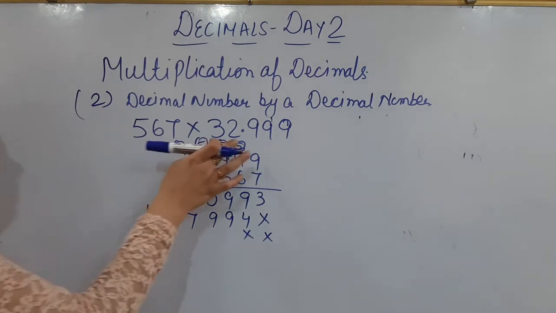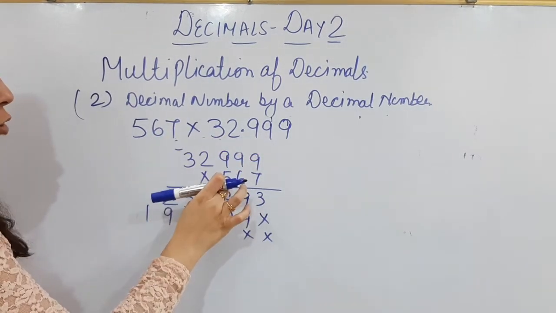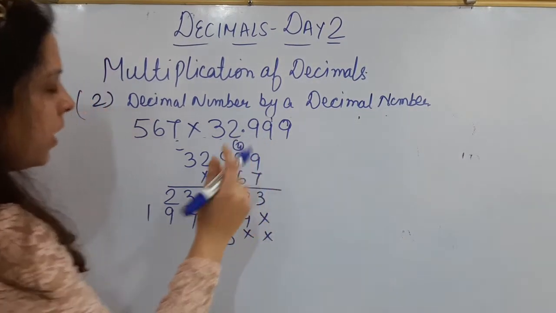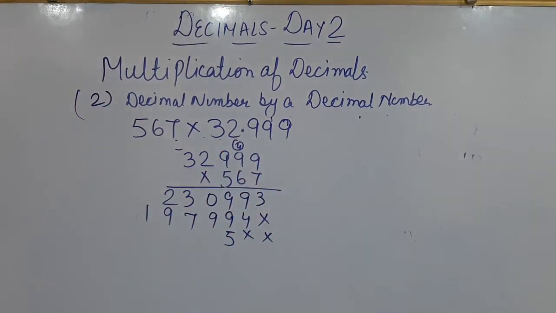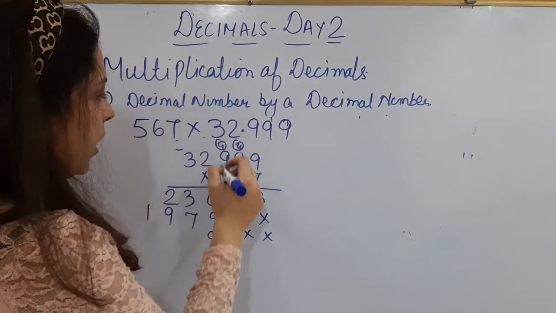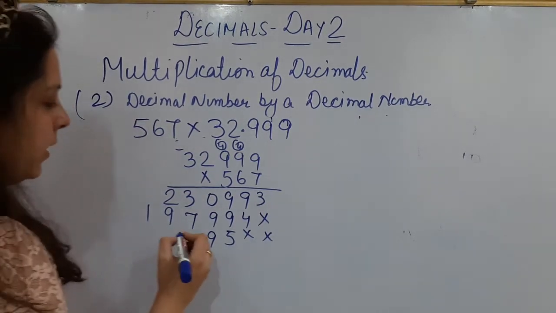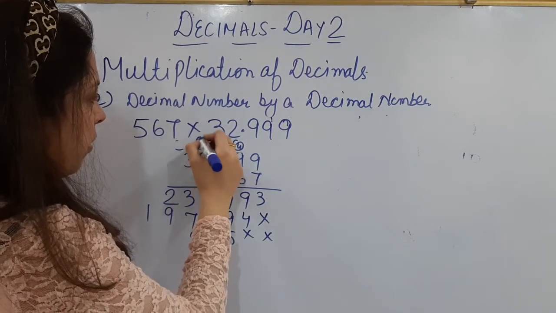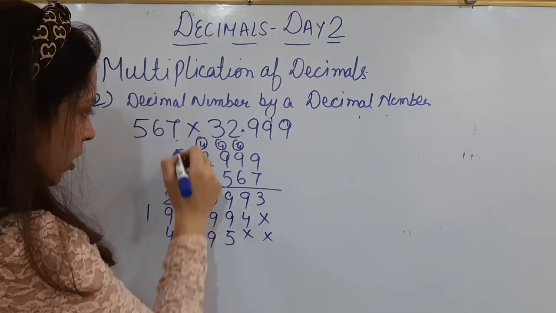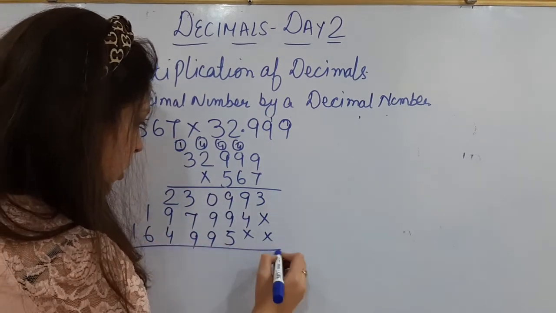Okay? Yes. Now 5 times 9 is 45, and 45 plus 4 is 49. Again 5 times 9 is 45, 45 plus 4 is 49. 5 times 2 is 10, 10 plus 4 is 14. Now 5 times 3 is 15 plus 1 is 16.